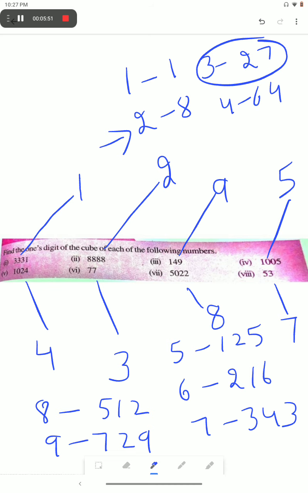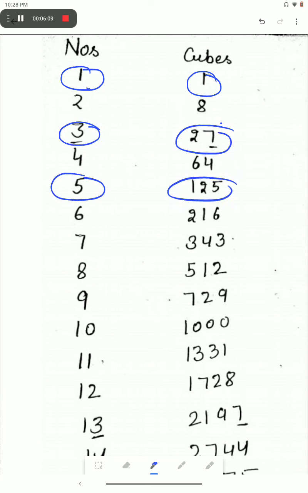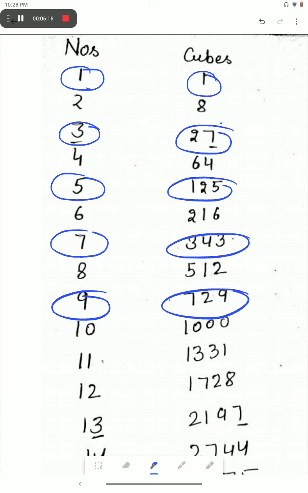Now we will move to the next point. Again we will come to this table. What other things can we observe in this? In any odd number, the cube is odd. For any odd number, cube is odd. This is odd, this one is also odd, this is odd, this is odd. It means the cube of any odd number is also odd.